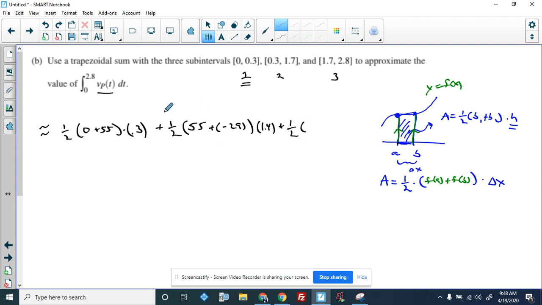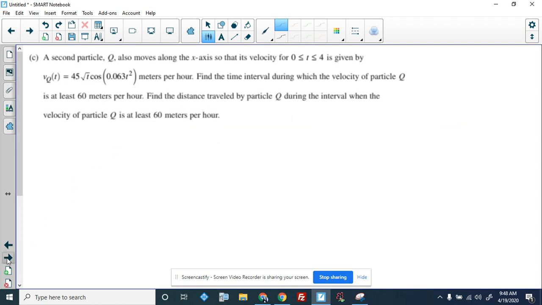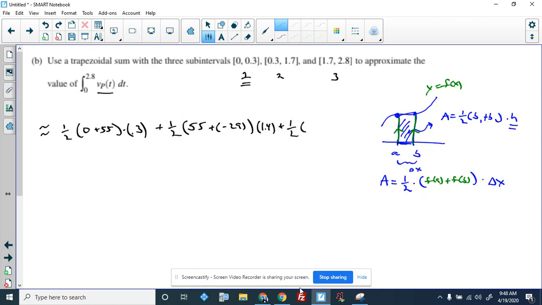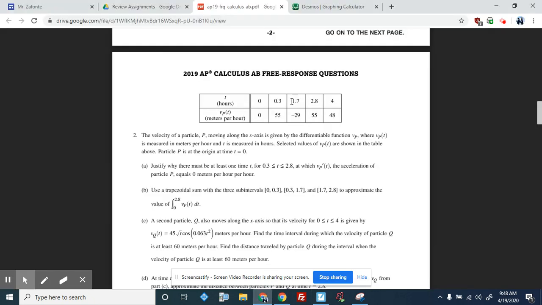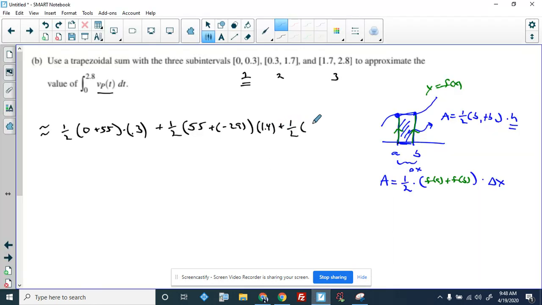What are my next functional values? Well, let's take a look. So now I'm going to go from here to here. That's going to be negative 29, and then back to this 55. Okay, so all right, here we go. Negative 29 and then 55. And then the delta x here would be, it looks like, 1.1.